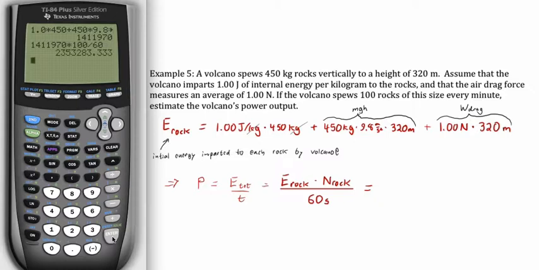So we get 2,352,000. I'm going to write 2.35 times 10 to the 6 watts. Let me double check the number of zeros. Yep, which we could also write as 2.35 megawatts, because mega is the prefix for a million. Okay, all right. Thank you.